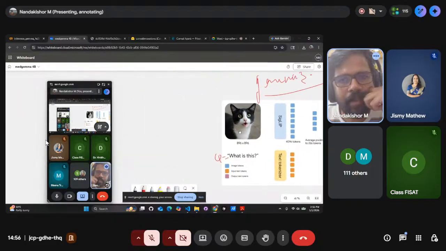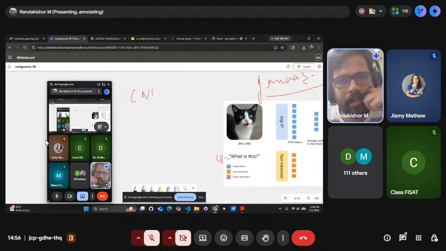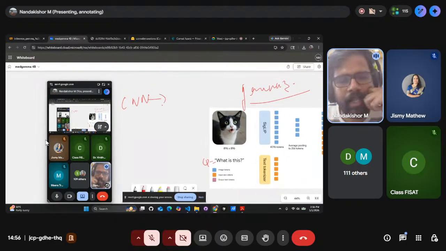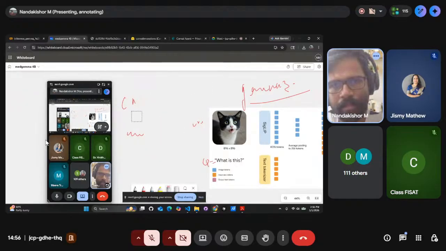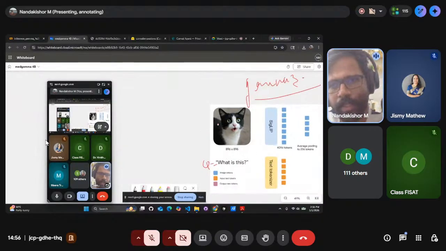So the idea is to combine a convolutional neural network, CNN, to get the numbers out of an image. Anything can be converted to numbers. Text can be converted to numbers. Audio can be converted to numbers using a Mel spectrum. The only thing that a machine understands is obviously numbers, right? So the logic is to convert this image to numbers. How will we actually do it?